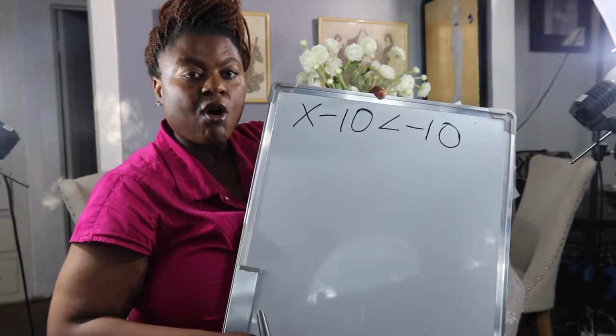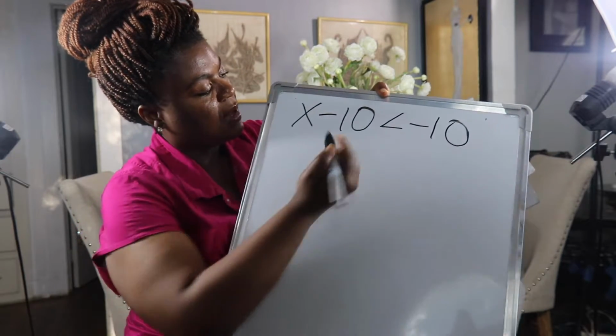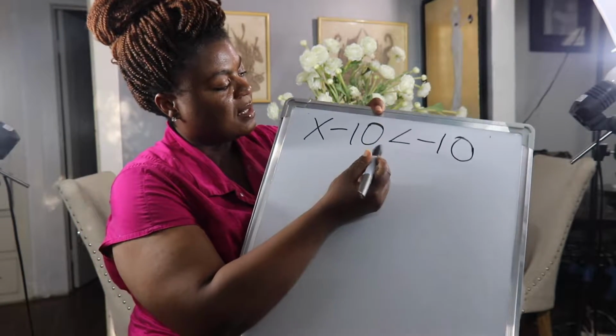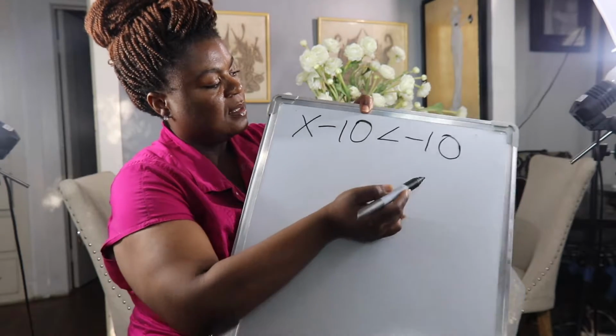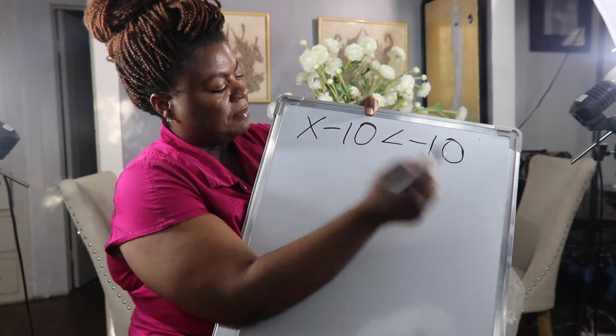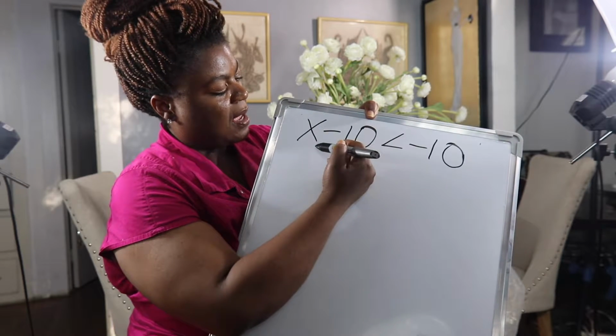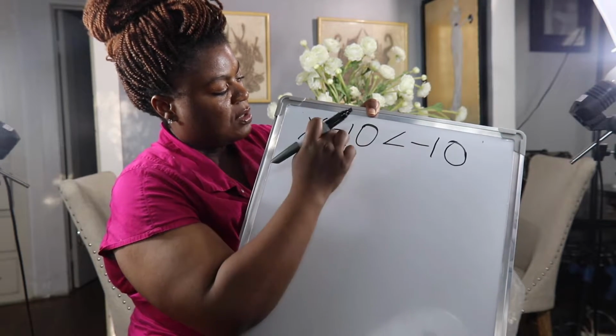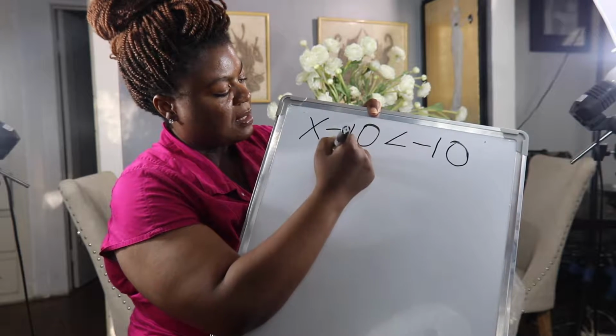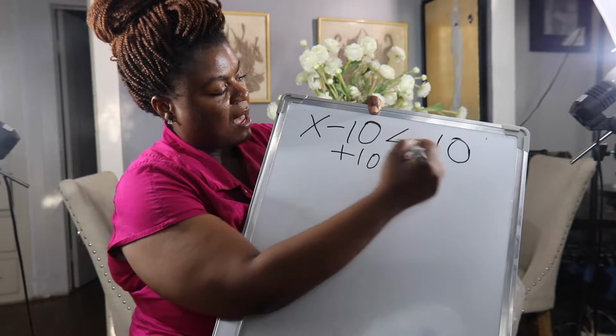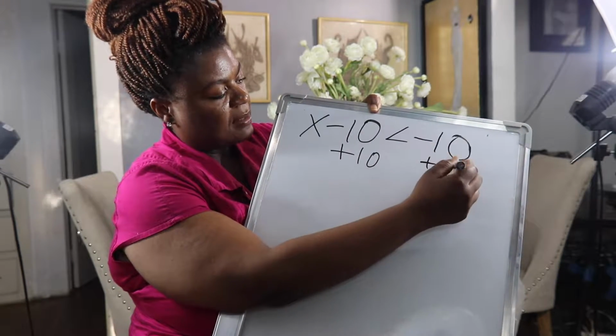Okay, so our next inequality. x minus 10 is less than negative 10. We need to put the numbers on the same side and isolate the variable. So the opposite of negative 10 is positive 10. So I have to put a positive 10 on both sides.